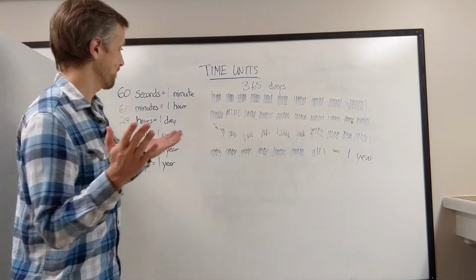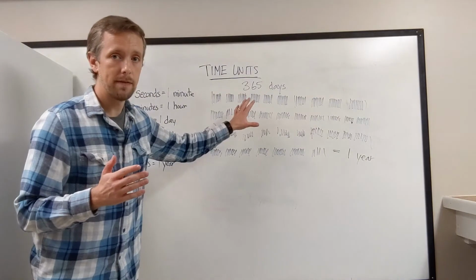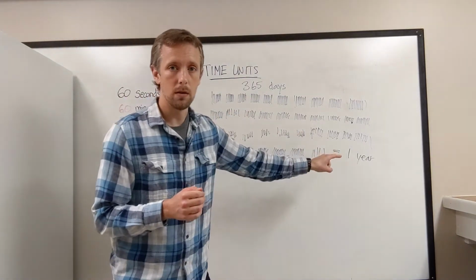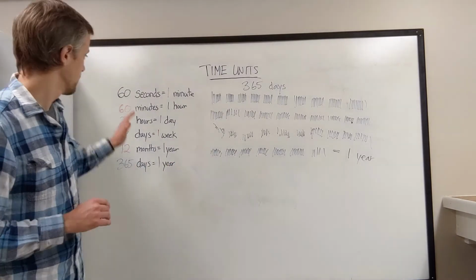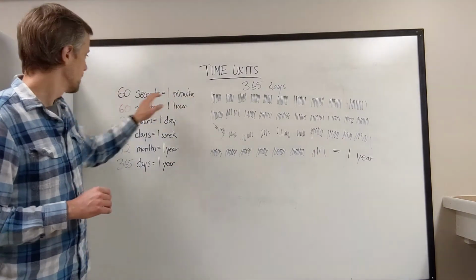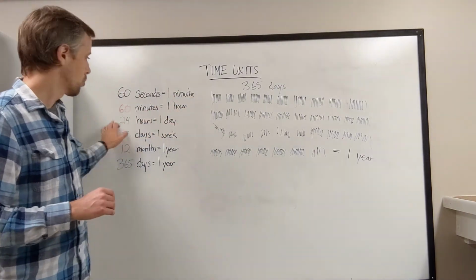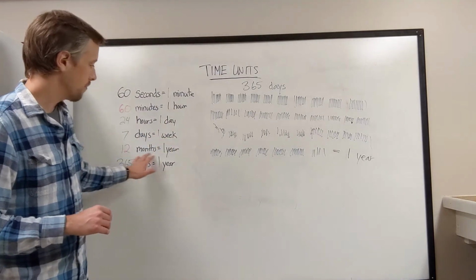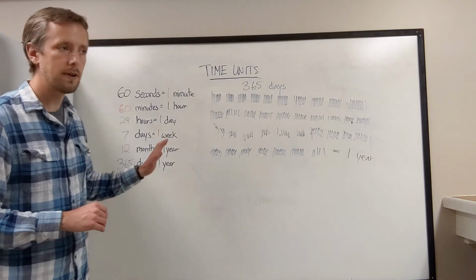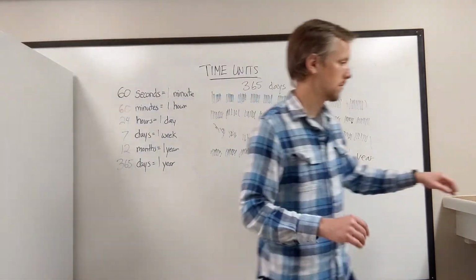We did it. 365 days is 1 year. It's a lot of days. So those are your 6 conversions. 60 seconds is a minute, 60 minutes is an hour, 24 hours in a day, 7 days in a week, 12 months in a year, and 365 days in a year.